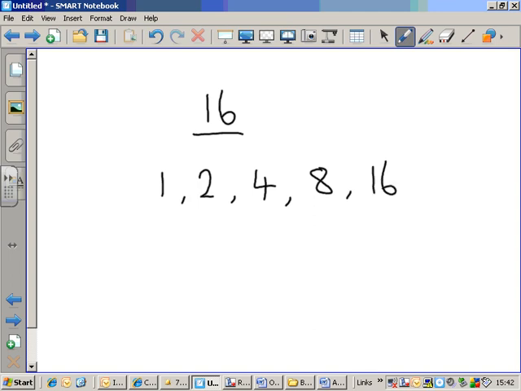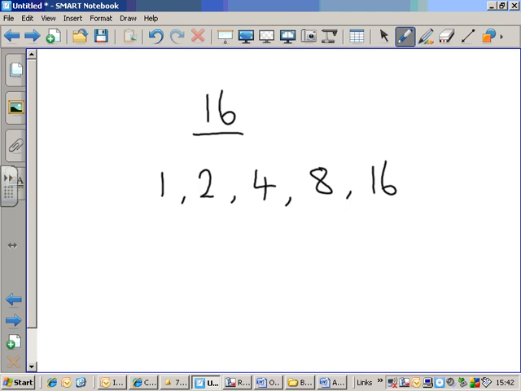Of course, 16 itself goes into 16, so every number is a factor of itself, effectively, because you can always fit a number into itself, can't you? So now that we look at it, these are all our factors of 16. There are 5 of them. 1, 2, 4, 8 and 16 are all the numbers that go exactly into 16. They have to be whole numbers because they have to go exactly. So there we go. 16 has 5 factors.